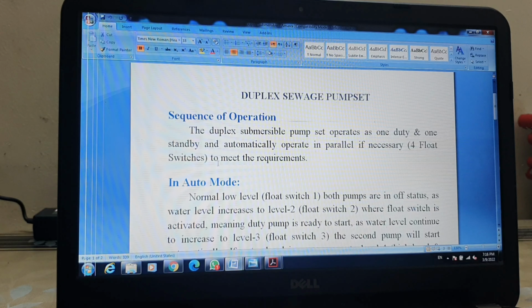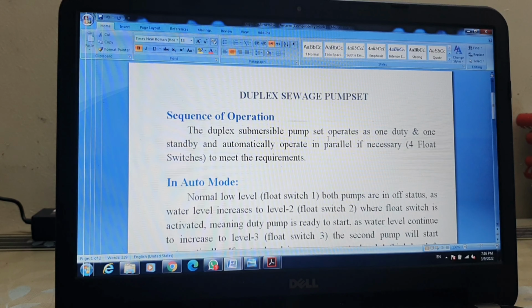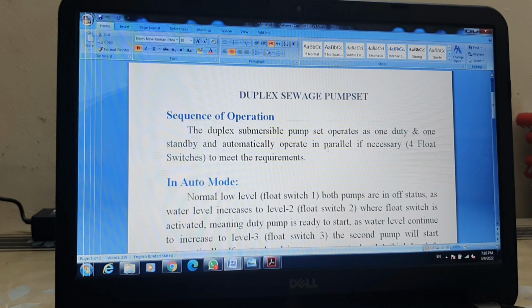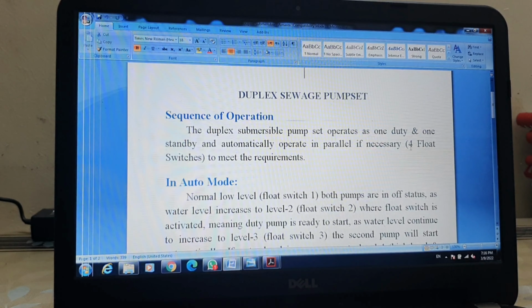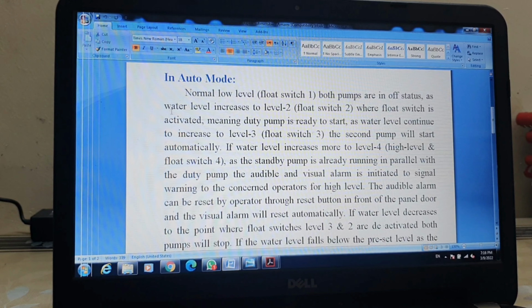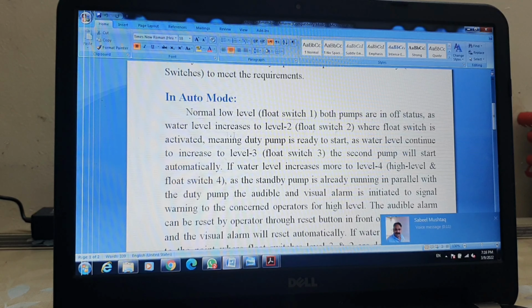You can see here the duplex submersible pump set operates as one duty, one standby, and automatically operates in parallel if necessary. First of all, this duplex submersible pump will operate one duty, one standby in the normal situation. But in an emergency or a bad situation, both can work at one time. There will be a provision. The details are like this.